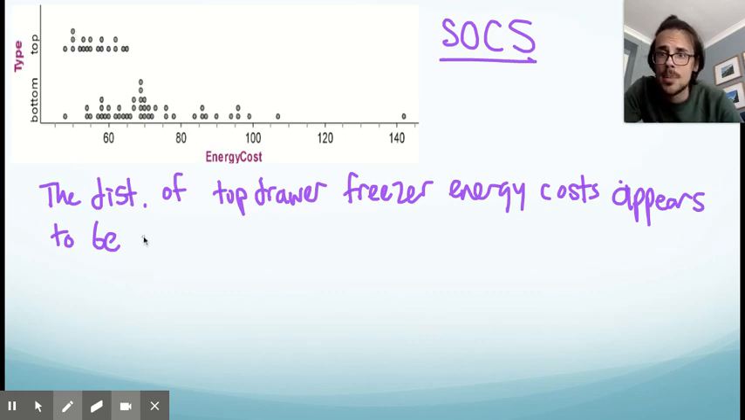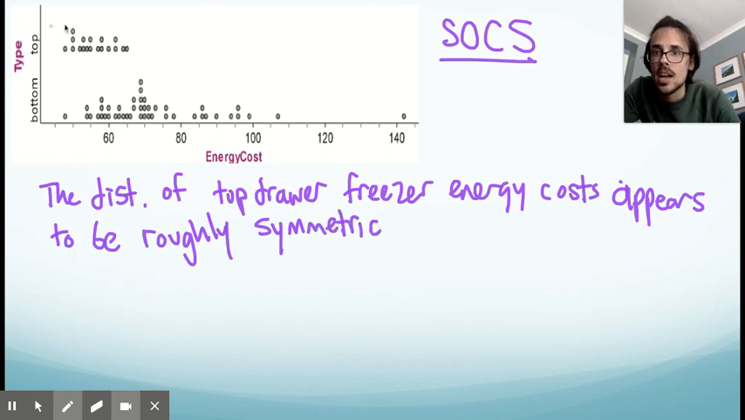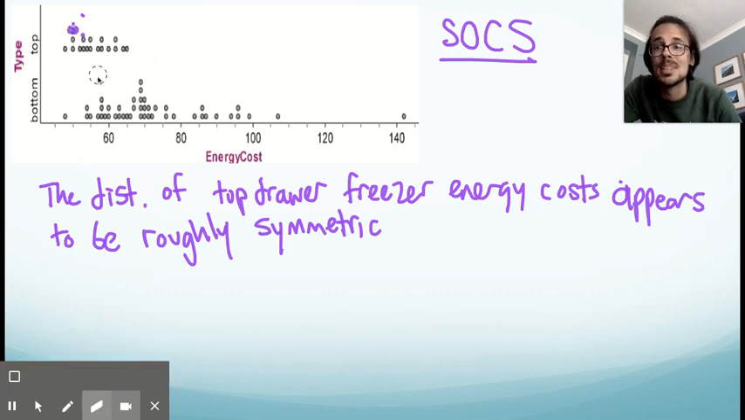I'm going to say that it appears to be roughly symmetric. This is a judgment call right here. If I had a few more dots like this, then I'm going to say probably skewed to the right. But because it's just that one dot right there, I'm going to say this is roughly symmetric. It's about the same on both sides minus that one dot right there.